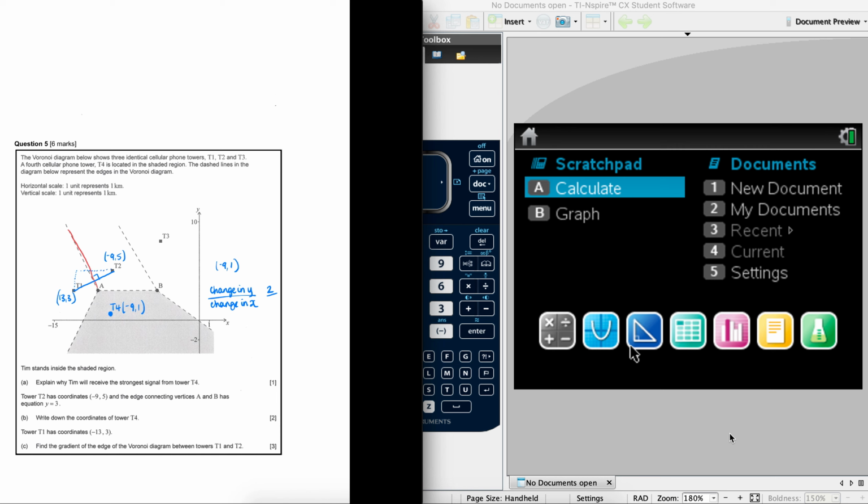from -13, I think that's a minus, sorry, -13 to -9. Okay, so -13 to -9 is going to be 4. So the gradient is 2 over 4, which we know is 1/2. Okay, and therefore the gradient of the Voronoi diagram, which is perpendicular, is the negative reciprocal, so -2. So the gradient here is -2.